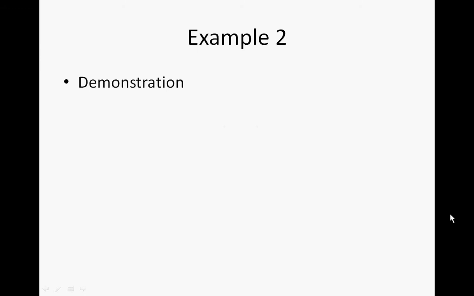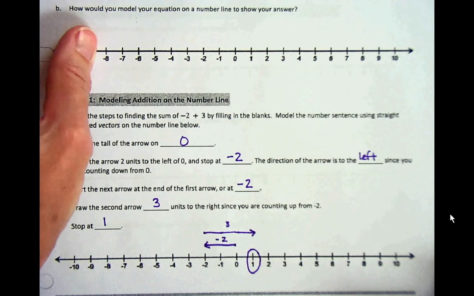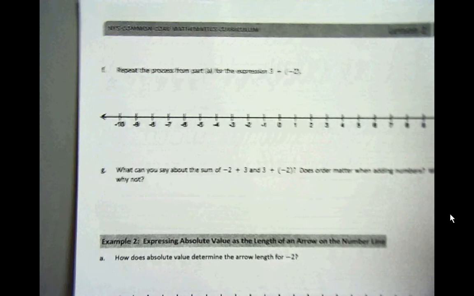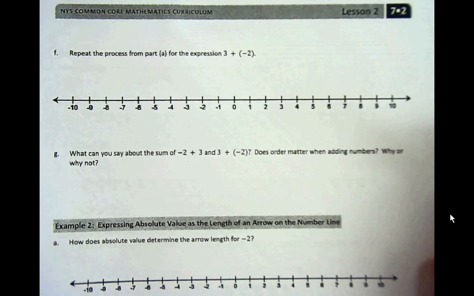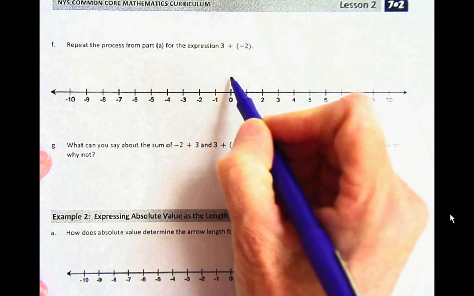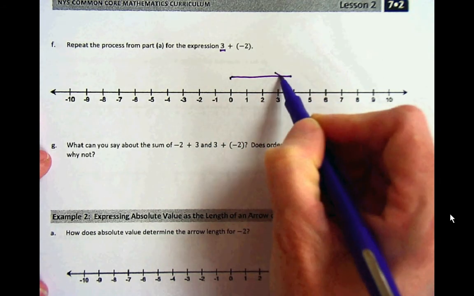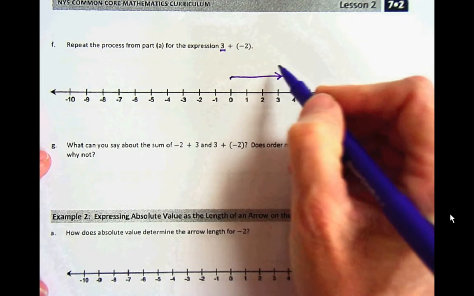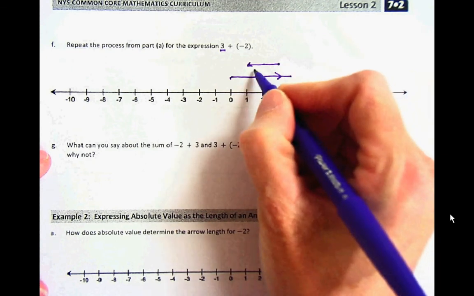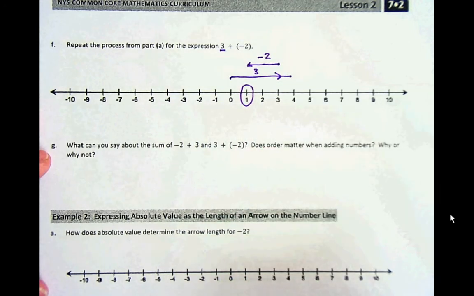All right, so let's go ahead and do example 2. Oh, and we actually didn't finish example 1, so let's go ahead and do that first. So we're going to repeat the process from part A for the expression 3 plus a negative 2. So again, we would start at 0. And this time we're going to count 3 to the right. So 1, 2, 3. Whoops, I went too far. And then we're going to start at 3, and we're going to go back negative 2. 1, 2. So this first vector represents 3. The next vector represents negative 2. And again, we stop at 1.